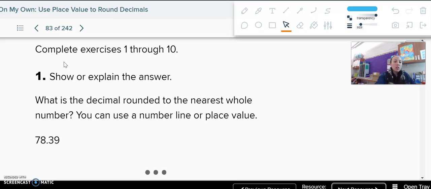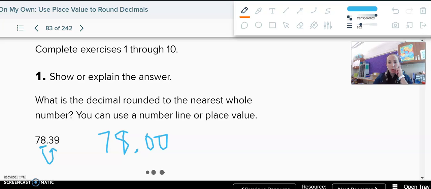Okay, so 78 and 39 hundredths. What is it rounded to the nearest whole number? Go ahead and choose. All right, hopefully you got it right. The whole number, again, remember, is the ones place. I can look next door at the 3. The 3 tells me to stay the same, so I round it to 78 or 78.00. Either one would be correct.